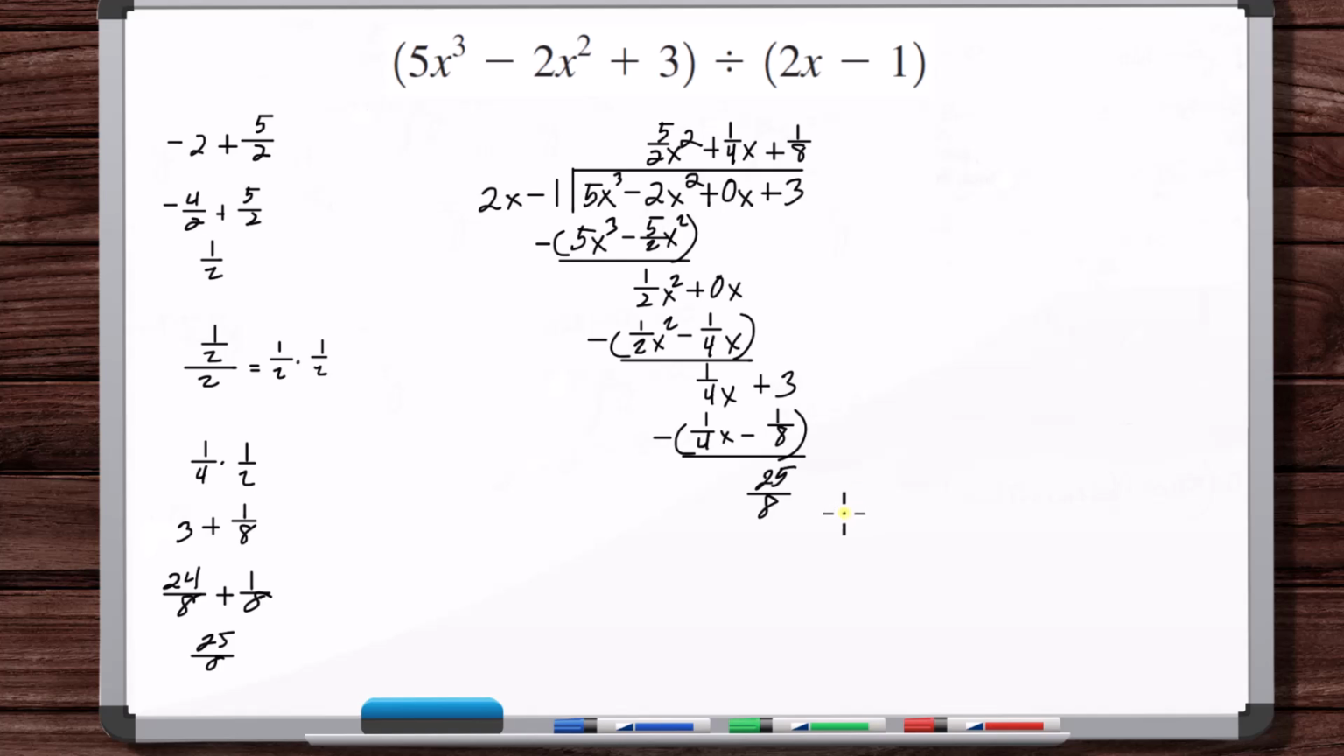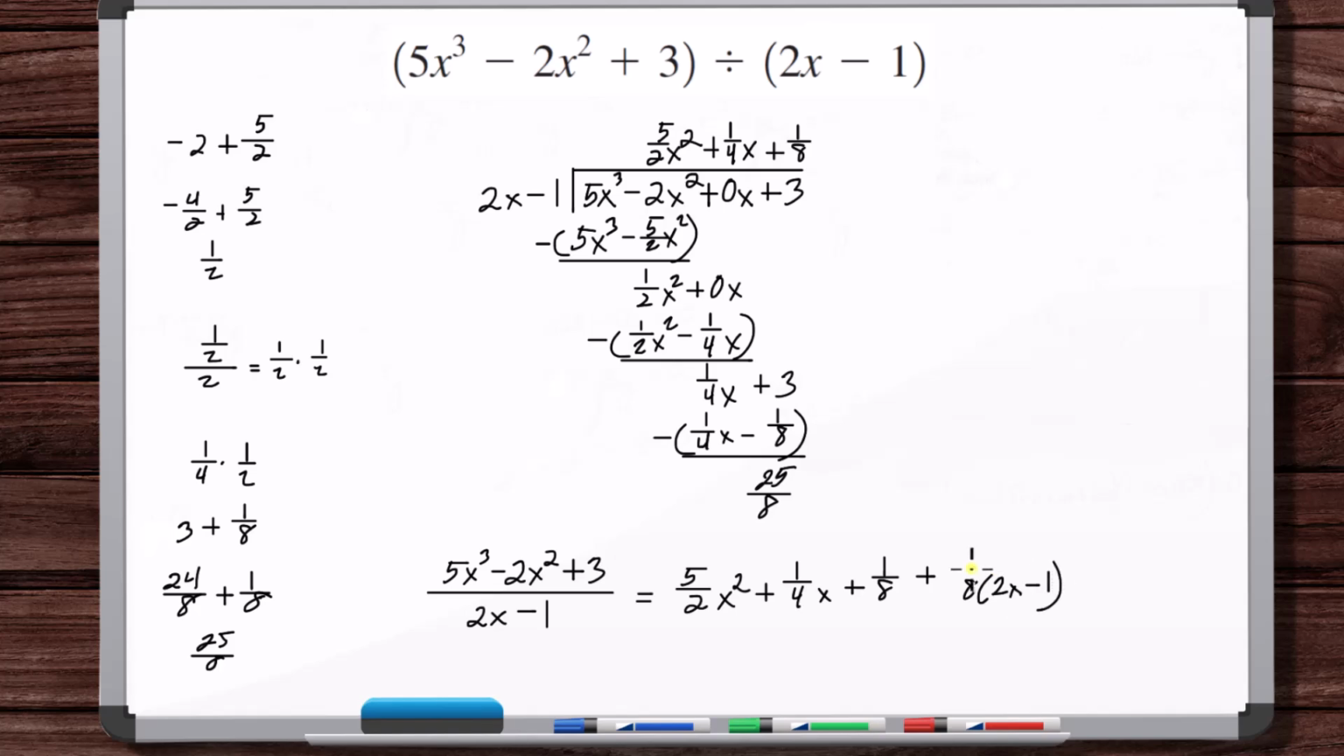Okay. So there we go. The 5x cubed minus 2x squared plus 3 divided by 2x minus 1 is equal to 5/2 x squared plus 1/4 x plus 1/8, and then plus 25/8 over 2x minus 1. So we can write that as 8 times 2x minus 1, like that.